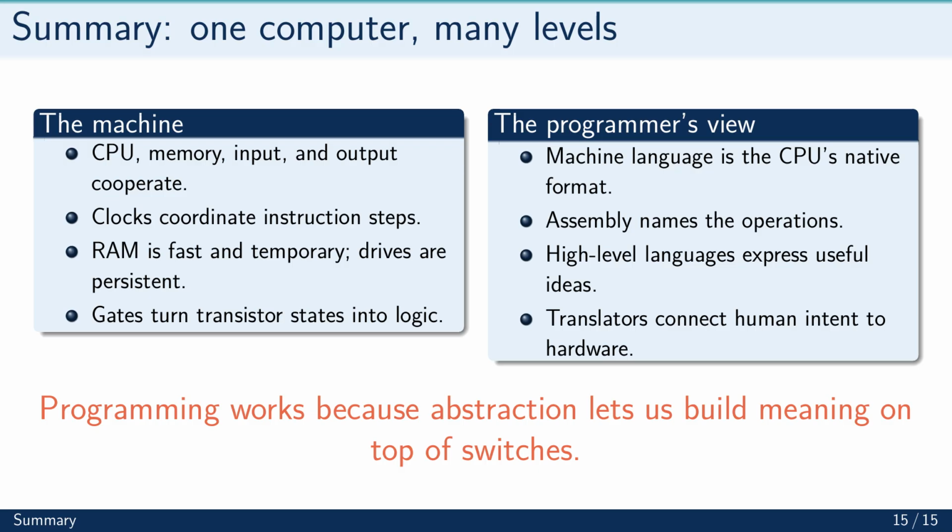At the programming level, machine language gives the CPU exact bit patterns. Assembly language replaces those patterns with readable operation names. High-level languages let us describe useful algorithms and data transformations without managing every switch directly. These levels are not separate worlds. They are connected layers of one system. When a program behaves unexpectedly, understanding the layers can help us locate the cause. Programming works because abstraction allows us to build meaningful behavior on top of physical switches.